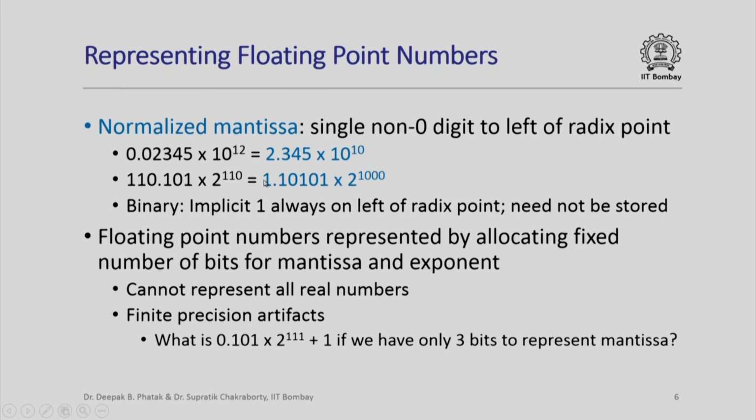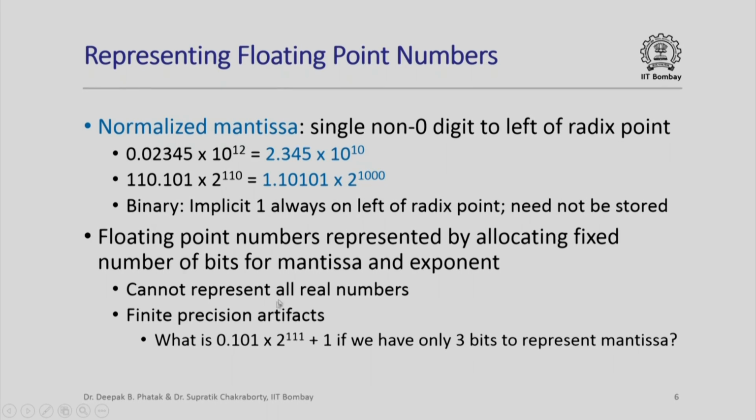However, as you can imagine, there will be some difficulties in representing the number 0, because in the number 0 we will not find any bit which is 1 in the mantissa, but we will see how to deal with this in a couple of minutes. So floating point numbers are represented by allocating some fixed number of bits to store the mantissa in a normalized form and to store the exponent. Now of course since you are allocating a fixed number of bits for the mantissa and the exponent, you cannot represent all real numbers, and in fact there will be gaps between real numbers that you can represent, and this is also called finite precision artifacts.